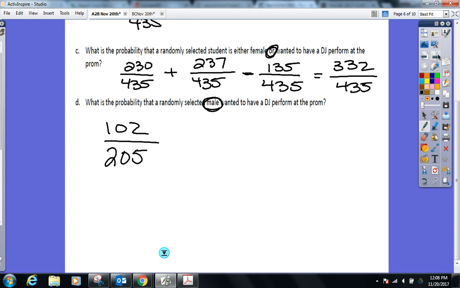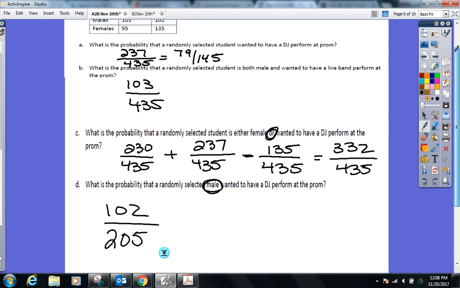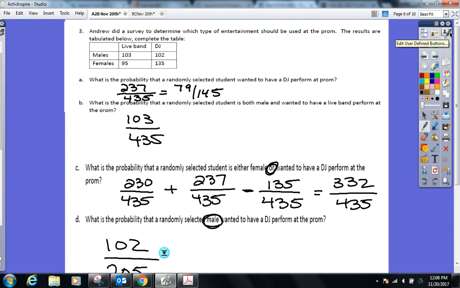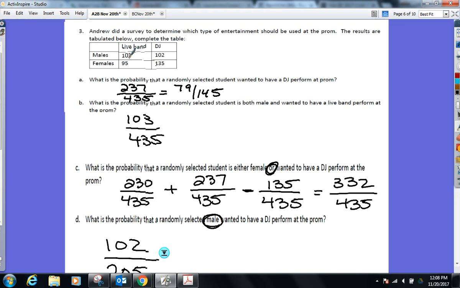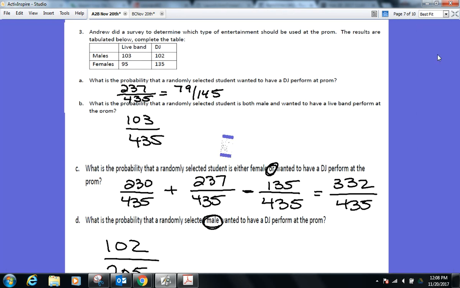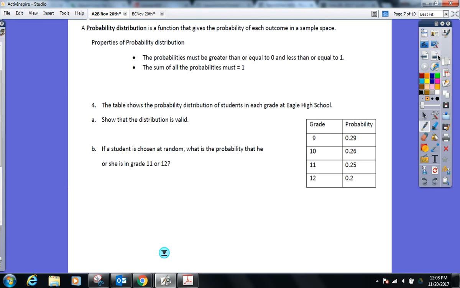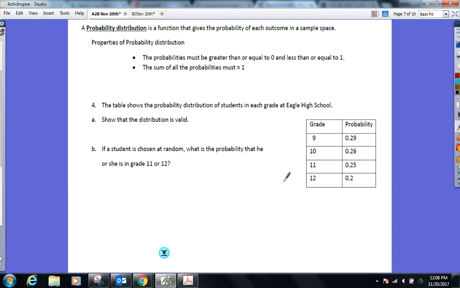All right. Now, wouldn't it be great if instead of the numbers they gave me, they automatically already had the probabilities in there for me? Like 103 out of 435, 102 out of 435, instead of me having to calculate it all. And the answer is yes, there are tables that do that. Take a look here. We're at Eagle High School. Here's the probability you'll be in 9th grade. Now, hey, that doesn't mean 0.29 kids, right? Have some self-respect. That's a probability you're in 9th grade, 10th grade, 11th grade, 12th grade.